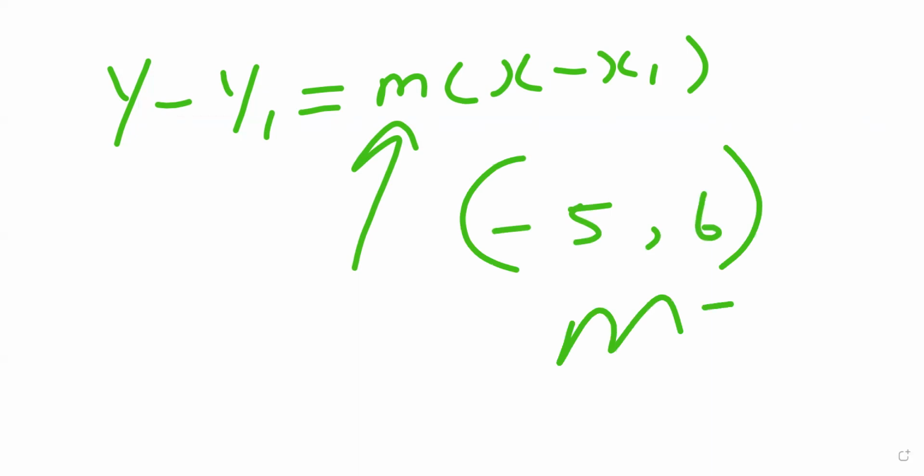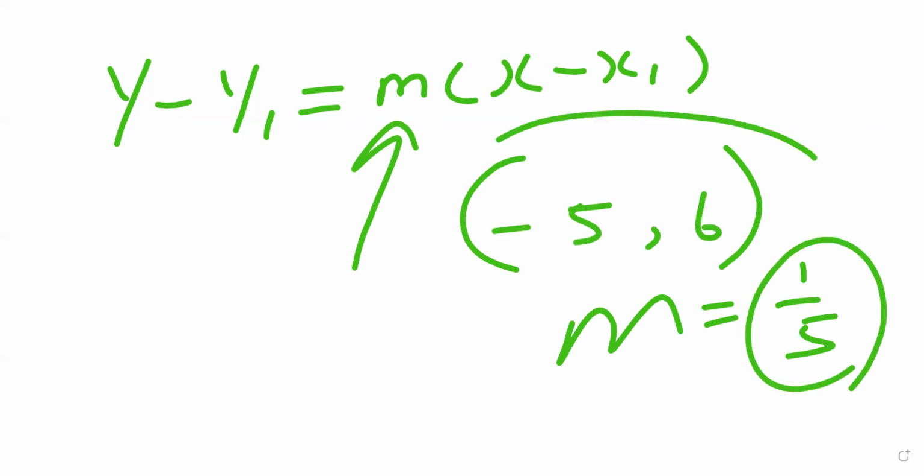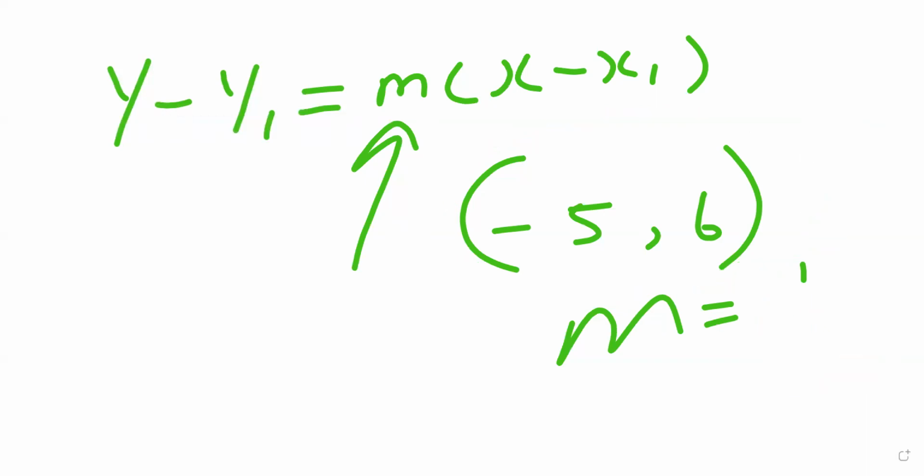But what is the gradient? We just found our gradient, which is 1/5. So we just need this information to plug into this formula, and then we simplify it. And then we would have gotten the line that is perpendicular to the original line. So let's simplify this now.